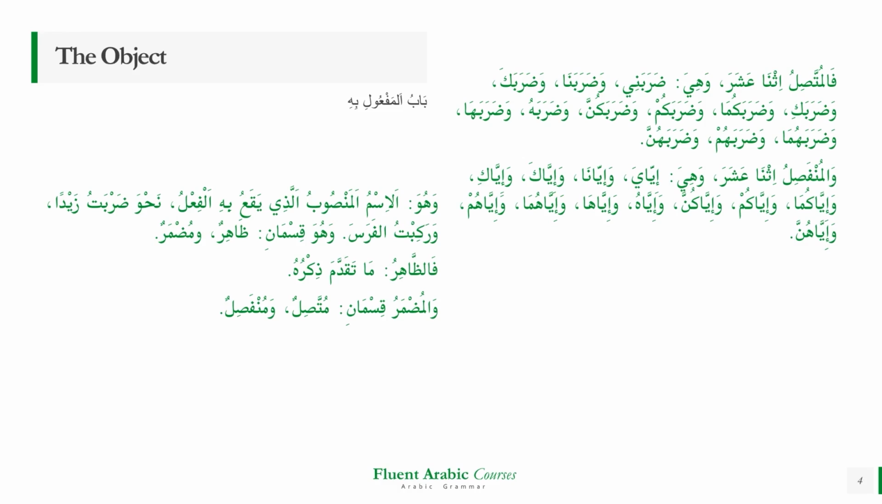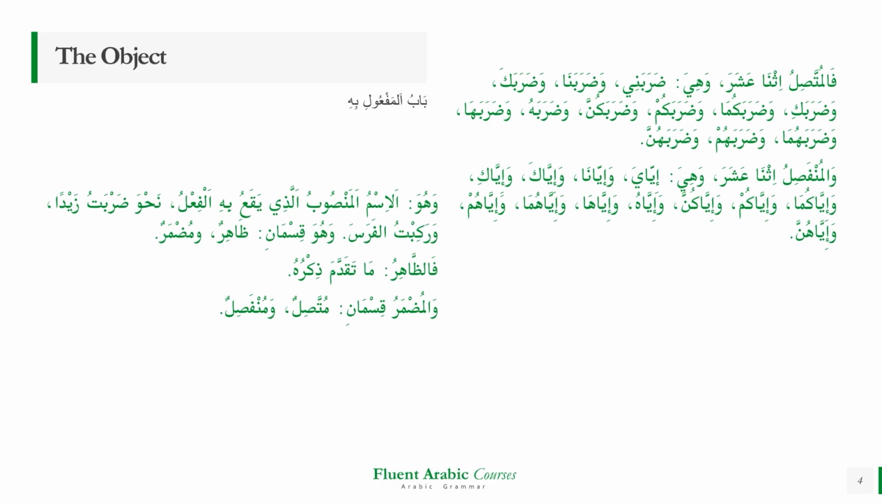So when you say darabtu zaydan, daraba is the action. The ta of darabtu is the fa'il, which is referring to the first person. So darabtu means I hit. And now we need an object. What did you hit? So the object in this case is Zayd. And as it is the maf'ul bihi, it is given the state of nasab. So Zayd becomes Zaydan. وَرَكِبْتُ الْفَرَسَ.